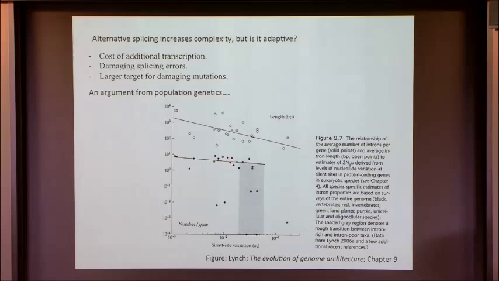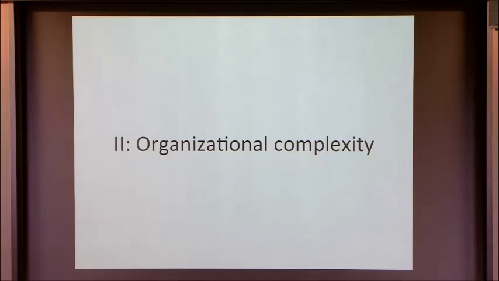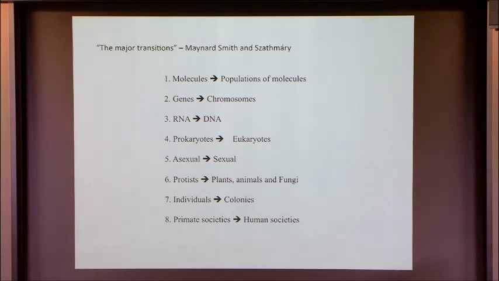Okay, so I'm going to change tack a bit. And rather than talking about the complexity of the genome, I'm going to start talking about the complexity of the organism itself. So, back to the quote at the start, Maynard Smith and Szathmáry defined these major transitions in the history of life, right? And they defined them as major changes in the way in which information is stored and transmitted between generations, right? So they're qualitative changes.